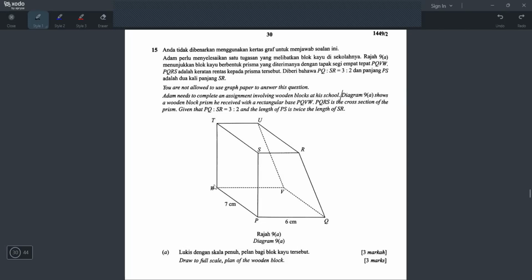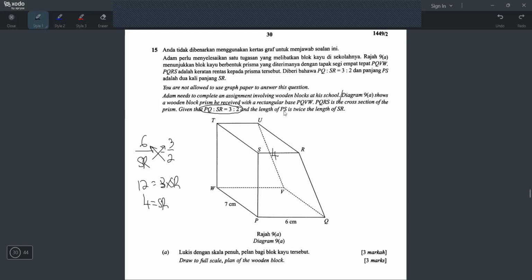This is the base, 7 cm, 6 cm. PQRS is the cross section. So this trapezium is the cross section of the prism. Given that the ratio PQ to SR is 3:2, it means PQ over SR equals 3/2. And we already have the PQ length, which is 6. So can I find the SR length? Yes. I will just cross multiply. 2 times 6 is 12, 3 times SR. Now I can find my SR is 12 divided by 3, which is 4. So my SR is 4.